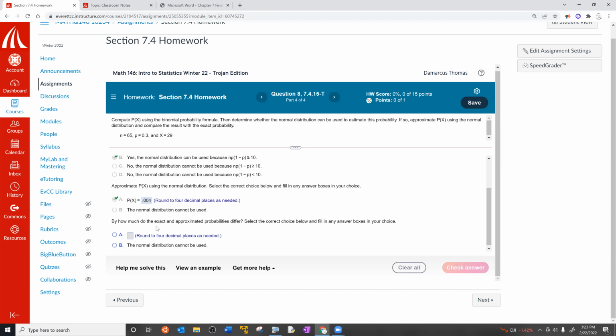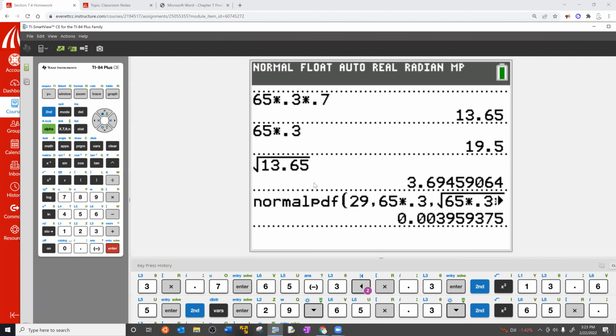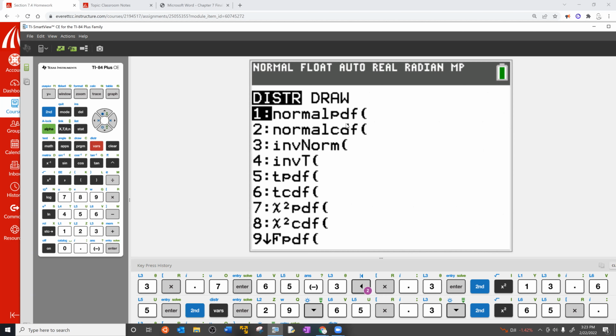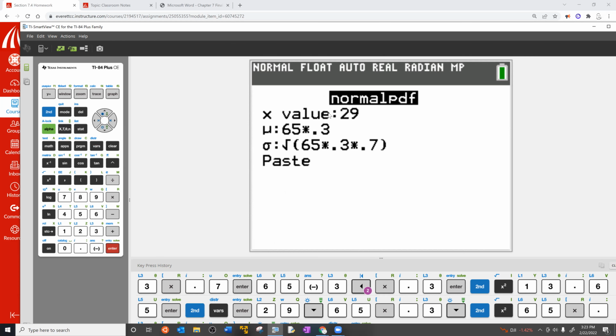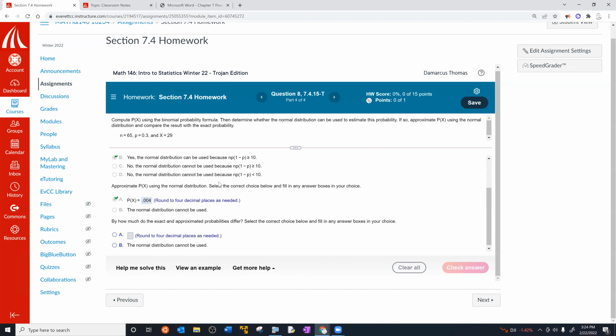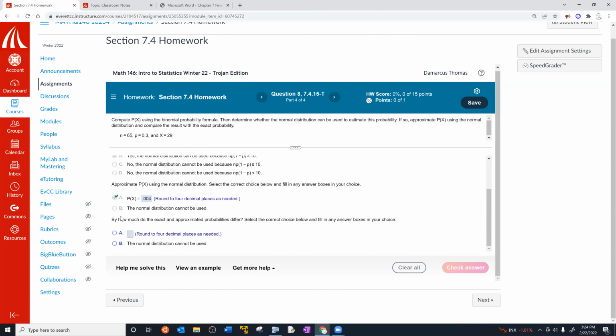By how much do the exact, and keep in mind, we never use normal PDF. It's always normal CDF. But this is the one case where we actually had to use it, and that gives us the exact value, the X value there. So anyway, let's just try to finish this off. It looks like the last part.